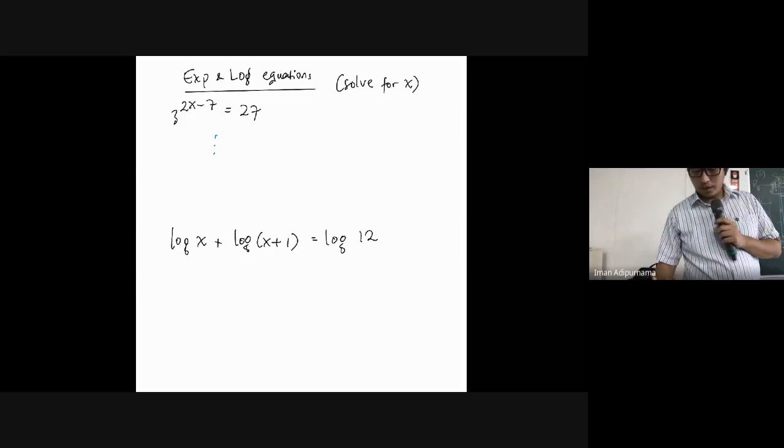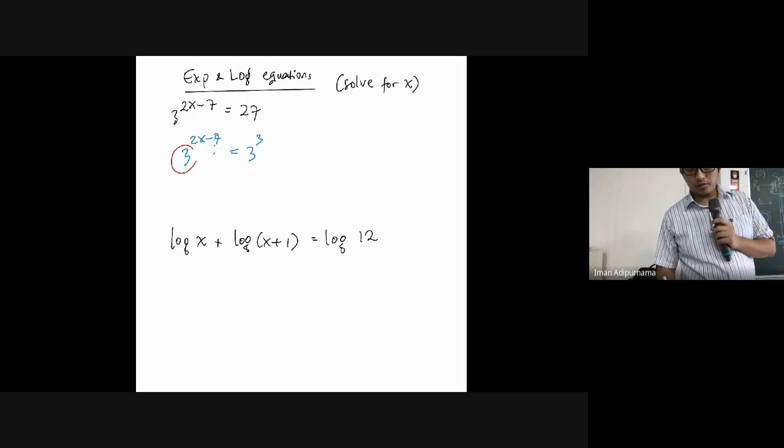Okay, I think number one is just making the same base or equaling the exponent. So 3 to the 2x minus 7, this is 3 and 3, right? Because it's the same base, you can just focus on the index: 2x minus 7 equals 3. So 2x is 10. So x is 5.